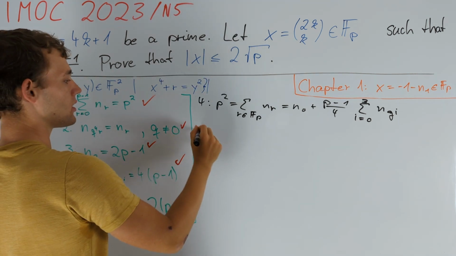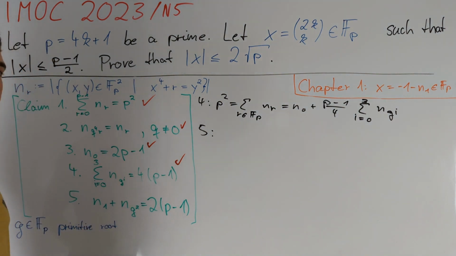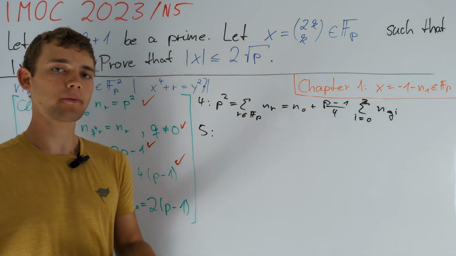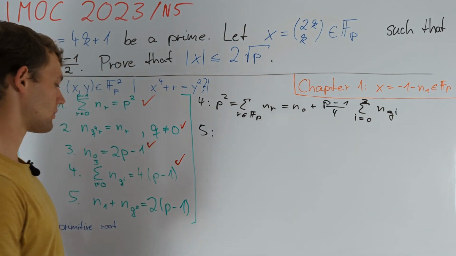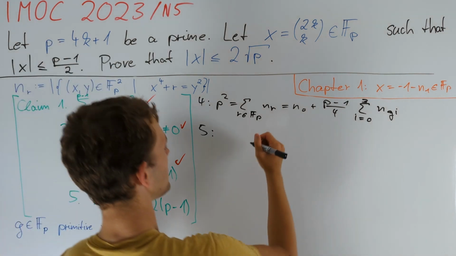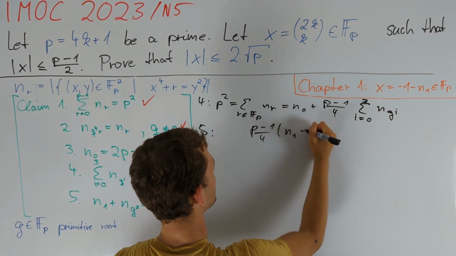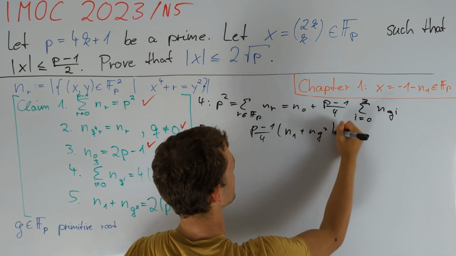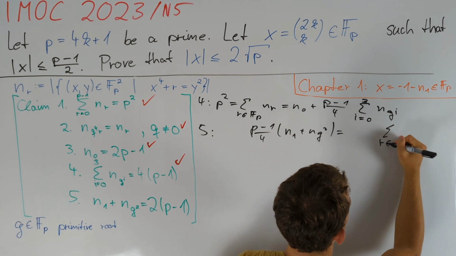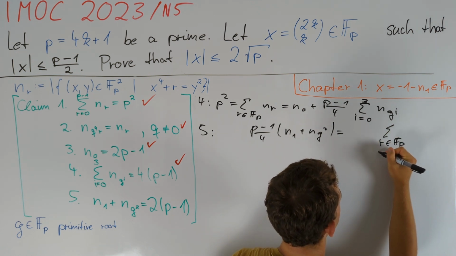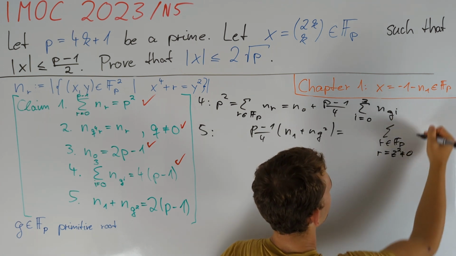To prove 5, we notice that the set of non-zero quadratic residues modulo p is just the set of non-zero fourth powers plus the set of non-zero fourth powers multiplied with g squared. Therefore, p minus 1 divided by 4 times n1 plus ng squared is nothing but the sum over r in Fp such that r is a non-zero square, so we write r is equal to z squared not equal to 0, of nr.